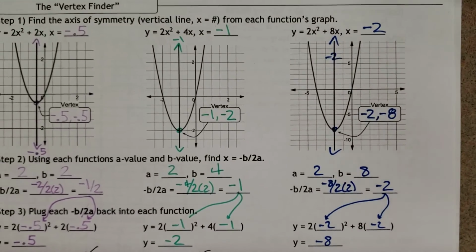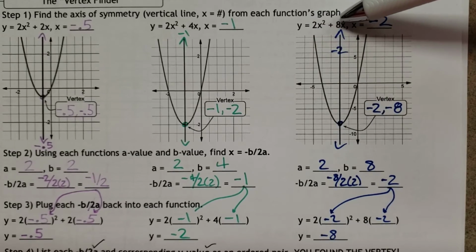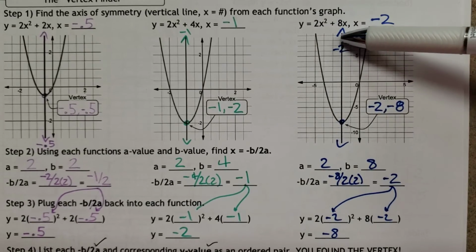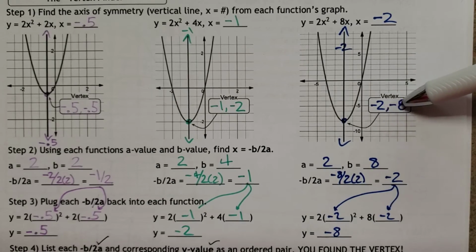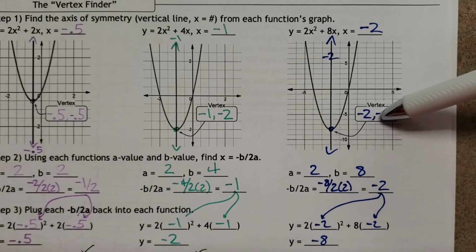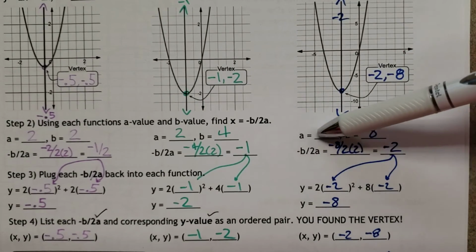Finally, the last one, you kind of get the idea at this point. We have y equals 2x squared plus 8x. The axis of symmetry and the x-coordinate are both -2. The vertex is -2 and -8 down here. How can we find this without drawing a picture? Well, let's use the a and b value.